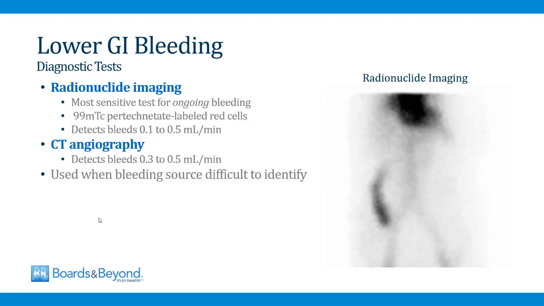When patients have a slow GI bleed, you can't detect it through angiography. In those patients, they are usually sent for a colonoscopy. But if the colonoscopy is negative and the patient continues to have slow GI blood loss, then there are two tests that can be used to localize the source of bleeding. The first one is called radionuclide imaging.